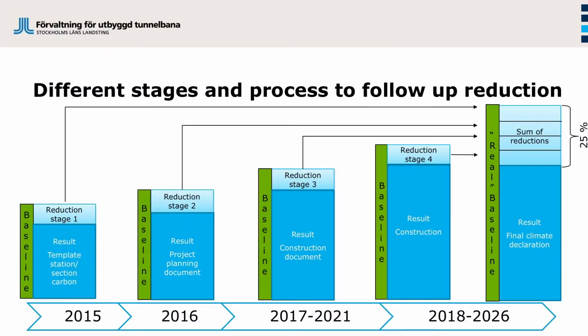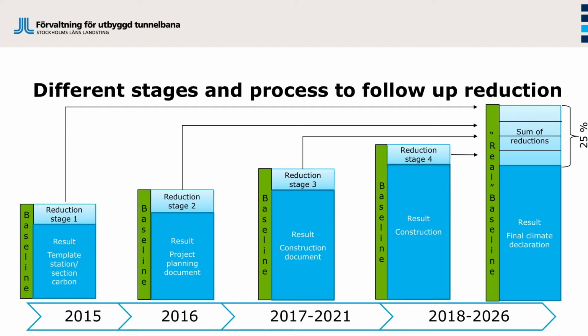This is a picture of how we're using this process in the overall project time frame. So the example that I just showed you was from the initial stage, the template station. And we worked with the process, we did a reduction, and we can put it to the bank later on to sum up in the end. As the same in project planning, we did a calculation and we did a design and we put it into the bank and put it up to the sum of reductions. And now we're in the construction document phase. And we are working, and now we have the sustainability target to lean against and work.